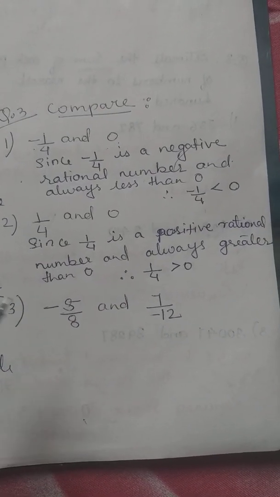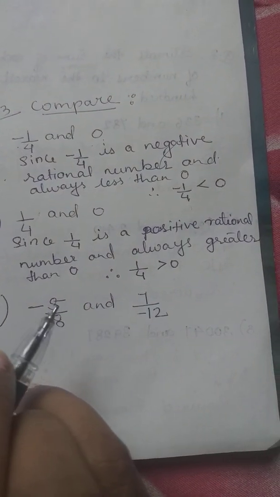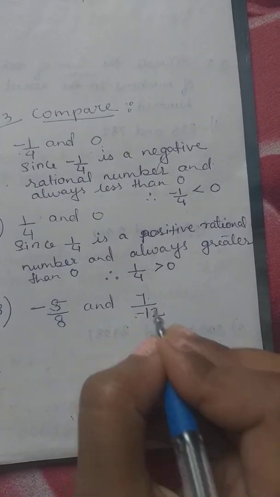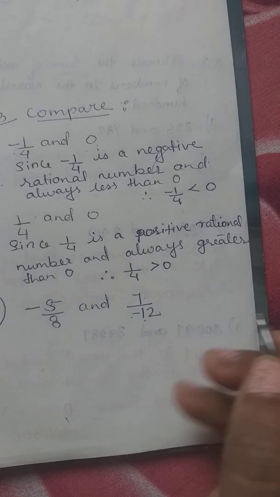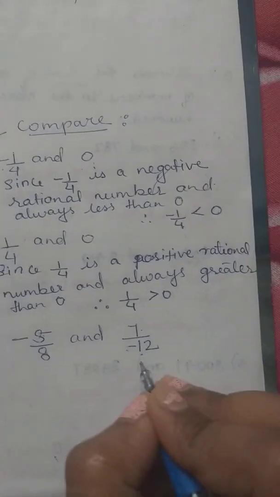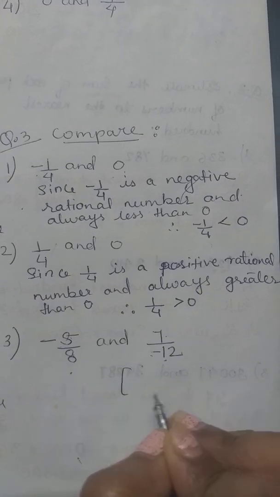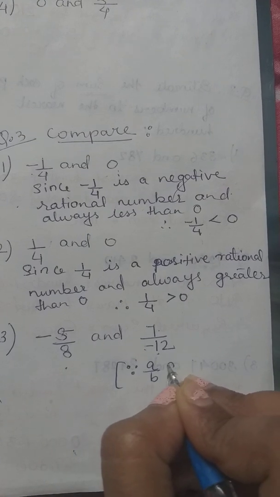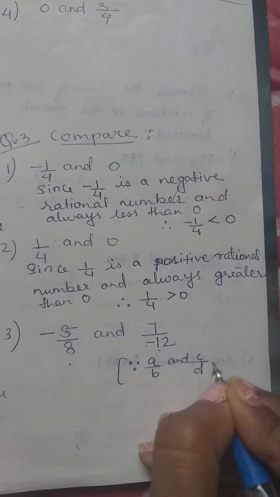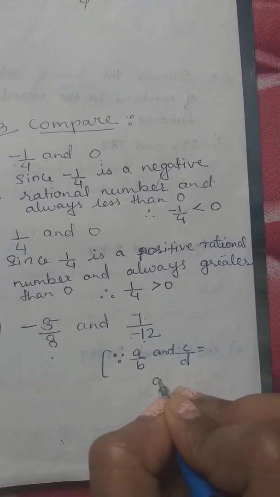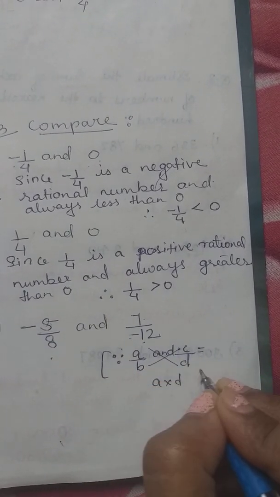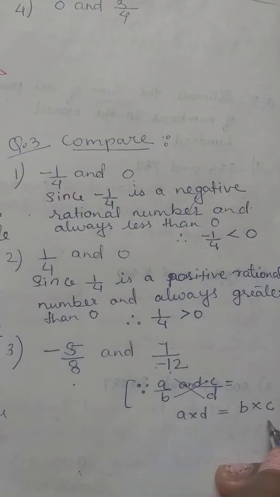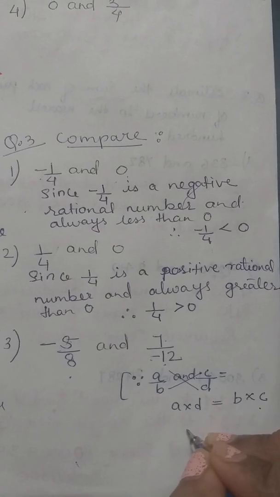Now the next question, the same question we can find out in another way. See, minus 5 by 8 and 7 by minus 12. So this is the question. Here I can use a different way. See, I am writing this in brackets. For example, for A by B and C by D, what I can do is A multiplied by D, that is cross multiplication, and B multiplied by C. Whichever is greater, we put the greater sign.